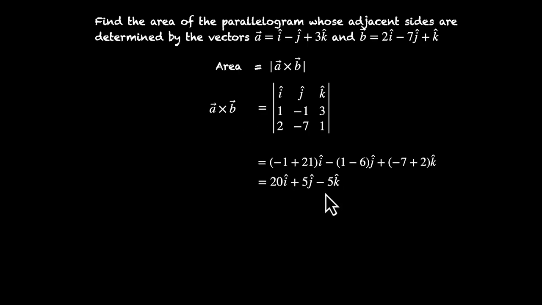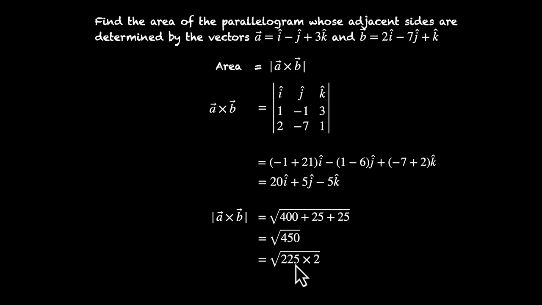Again, this is the cross product. What we need is its magnitude. So mod of A cross B, that's equal to square root of 20 square plus 5 square plus 5 square. That's square root of 400 plus 25 plus 25. That's square root of 450. This is twice of 225. 225 is 15 square. So this is 15 root 2. So the area of the parallelogram is 15 root 2.